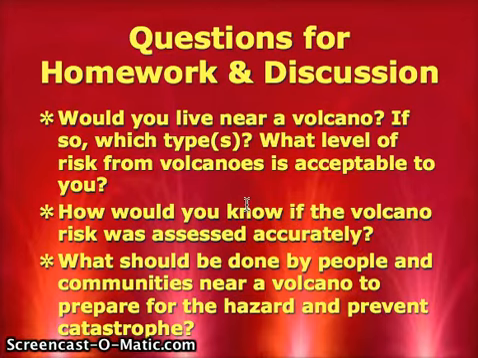And when you read through the book, one of the things that you'll see again is the different types of volcanoes, and they look different, they have different characteristics. So that would certainly be part of the risk assessment. And then finally, what should be done by people and communities near a volcano to prepare for the hazard and prevent catastrophe?